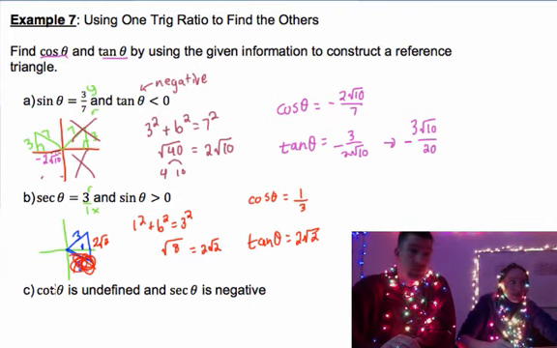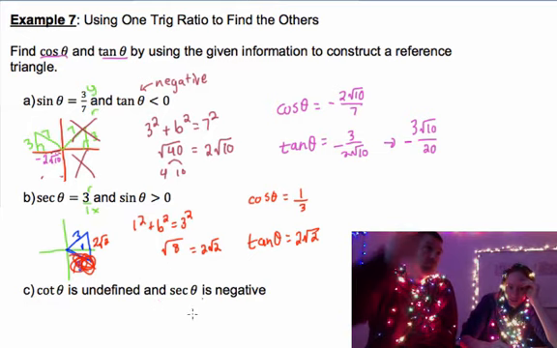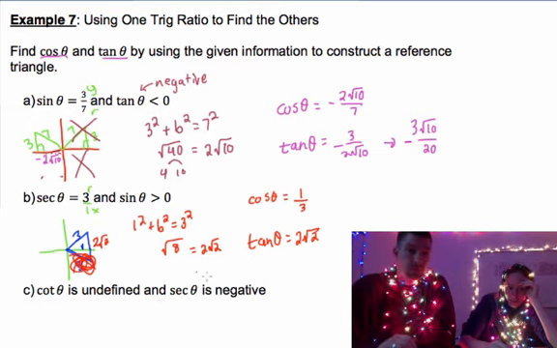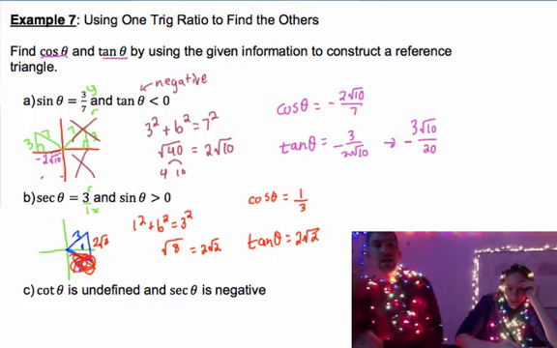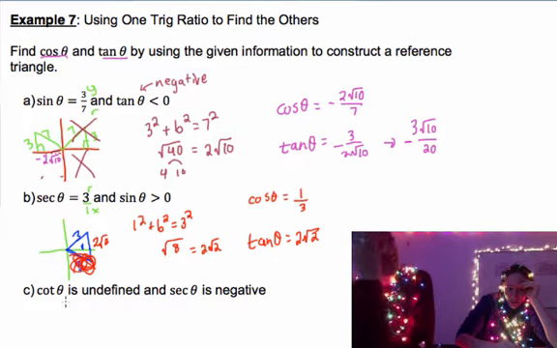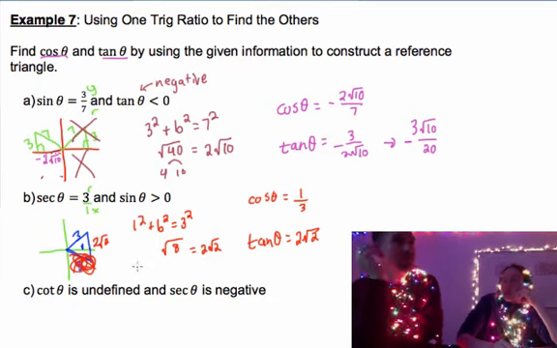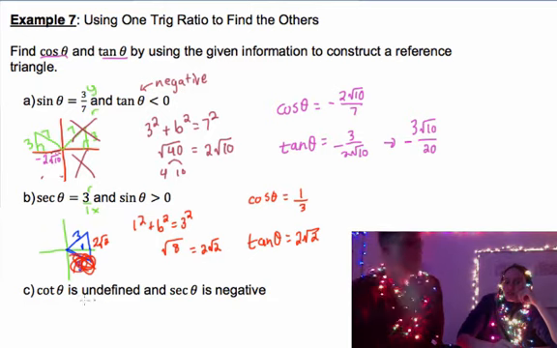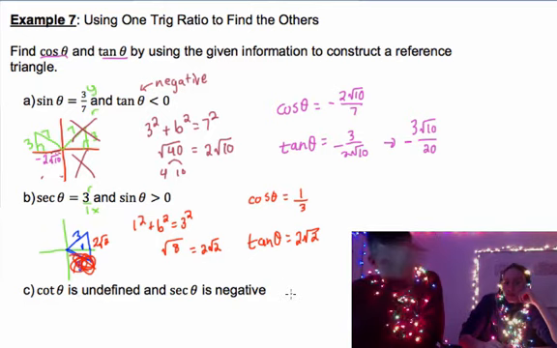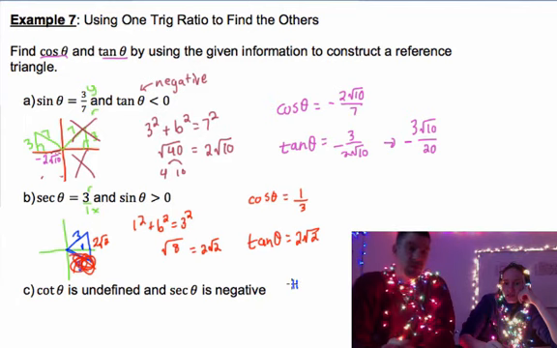Cotangent theta is undefined, and secant theta is negative. When I hear that something is undefined, there should be a 0 someplace, a 0 on the denominator. What is the ratio for cotangent? X over y. So our x has to have some value, and our y is 0.